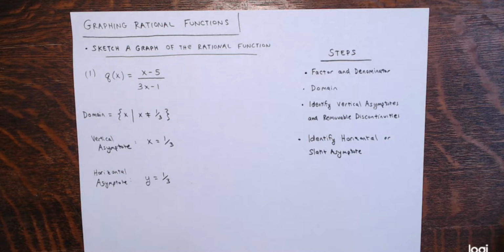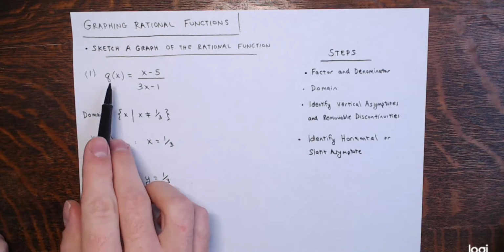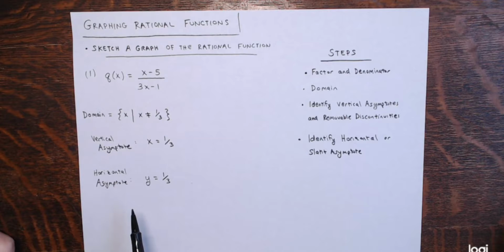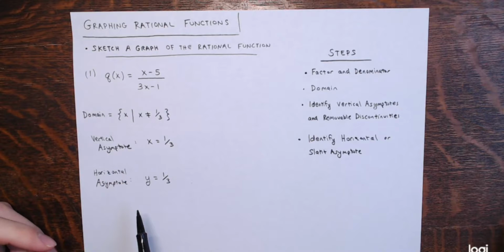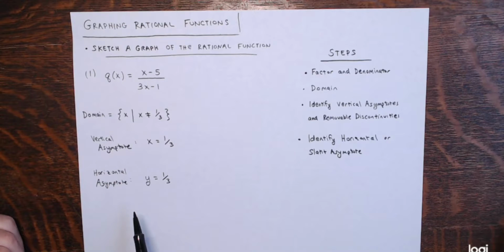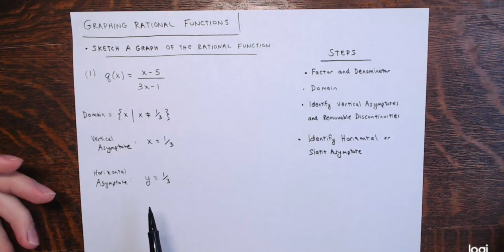Okay, now you could also try to figure out where the graph of your function crosses the horizontal asymptote, because that can happen. Horizontal asymptotes or slant asymptotes can be crossed, but I'm not going to do all that.